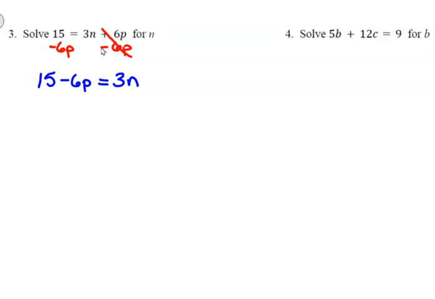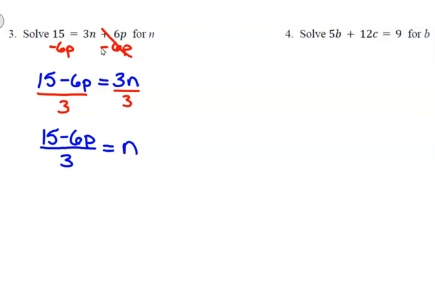Again, 15 and 6p don't match. One has a p and one does not. Now when I look over on the right, I have 3 times n, so the opposite is division. I'm going to divide both sides by 3. That gives me 15 minus 6p all over 3 equals n.